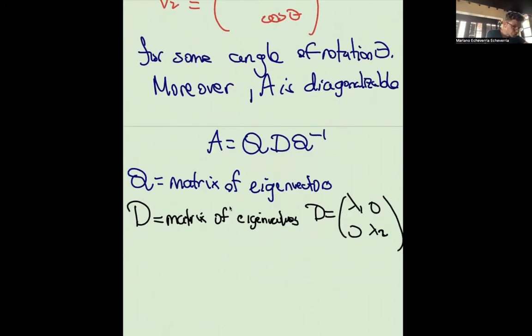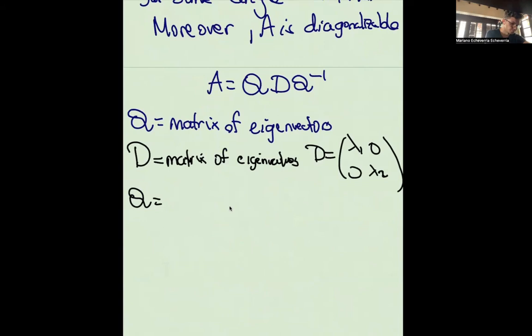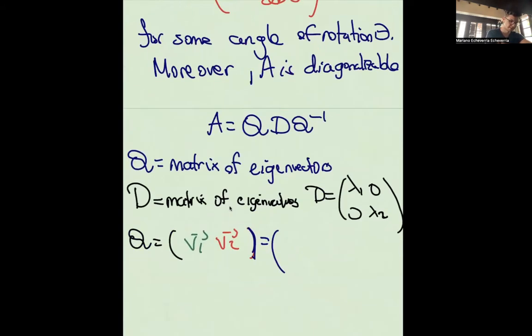But what is Q? Q was a matrix whose first column was the first eigenvector, and whose second column was the second eigenvector. If you write down what I just wrote, the first column is cosine of theta, sine of theta, and the second column is minus sine of theta, cosine of theta. And that is precisely the rotation matrix, right? So this is the rotation matrix.